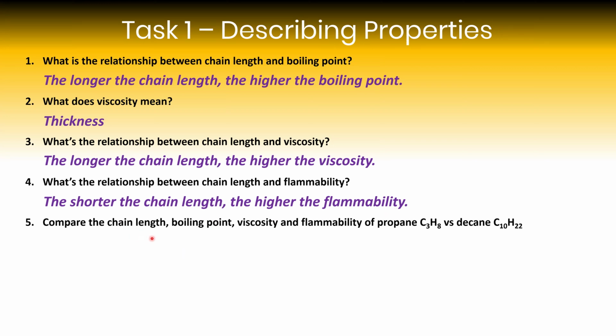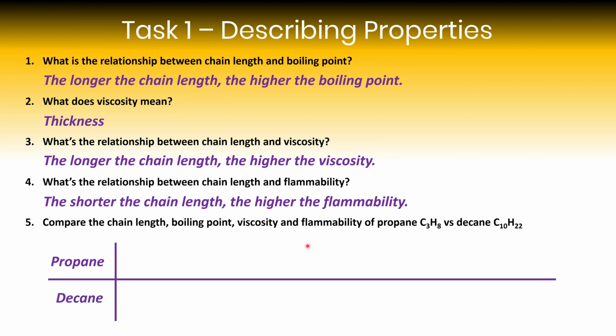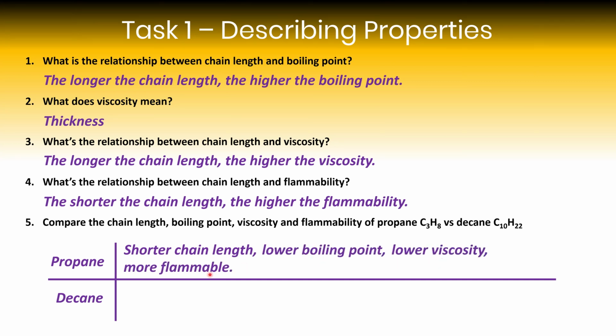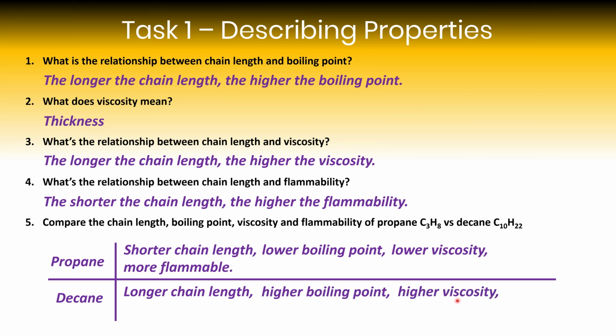Let's compare chain length, boiling point, viscosity and flammability of propane with a short chain versus decane with a slightly longer chain. Propane has a shorter chain length and therefore it has a lower boiling point. It will also have a lower viscosity, but it will have a higher flammability. Decane has a longer chain length, therefore it will have a higher boiling point. It will also have a higher viscosity, so it will be more thick and gloopy because of its longer chain length, but it will be less flammable because of its longer chain length.